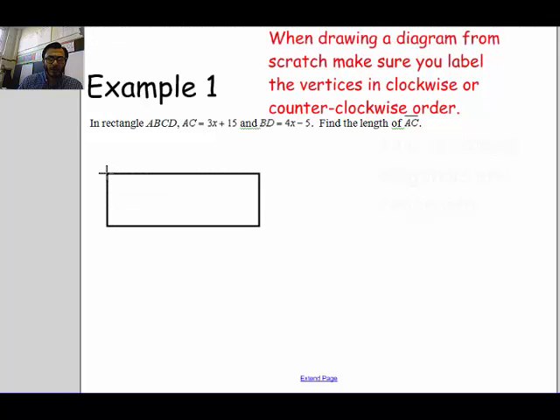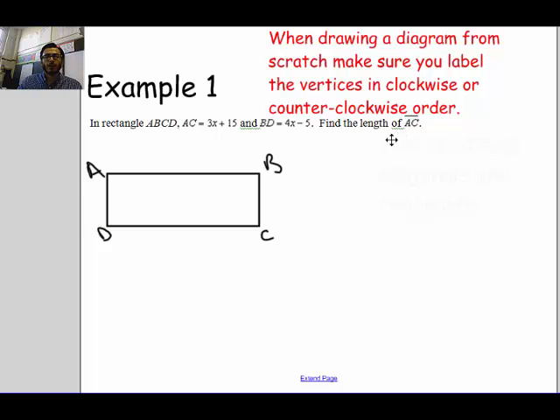So you got rectangle ABCD. It doesn't matter where you begin or where you want to place the A, as long as you go in clockwise or counterclockwise order from that first point. So clockwise means you're going to go this way. So therefore, if I'm going to do this in clockwise order, this will be B, this will be C, and this will be D. Okay, so back to the problem.